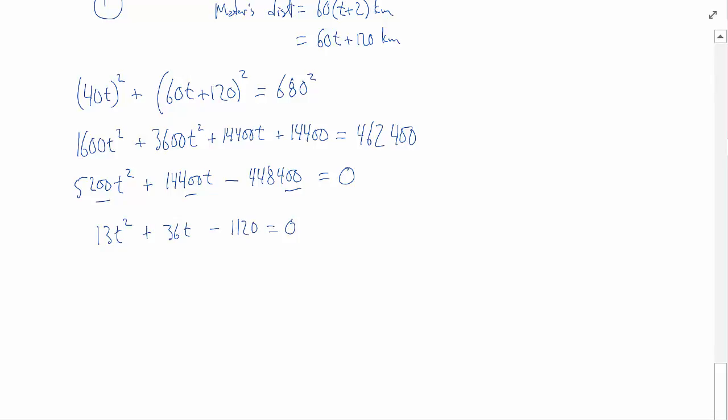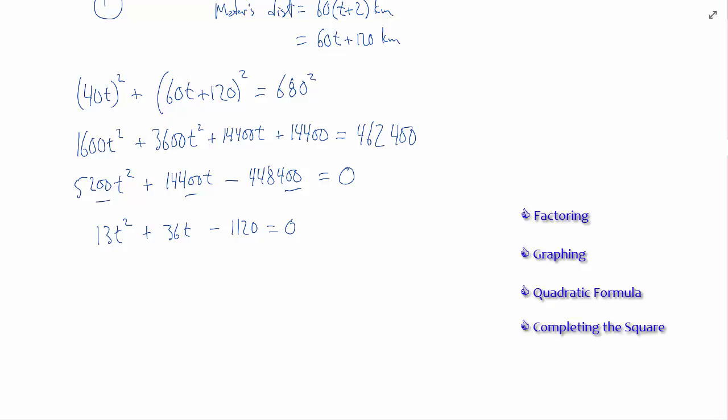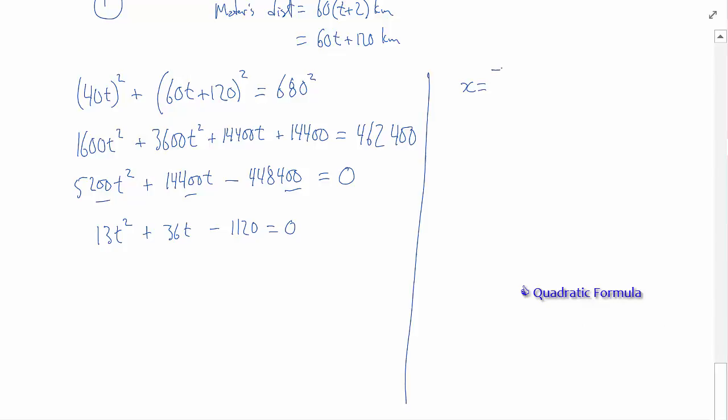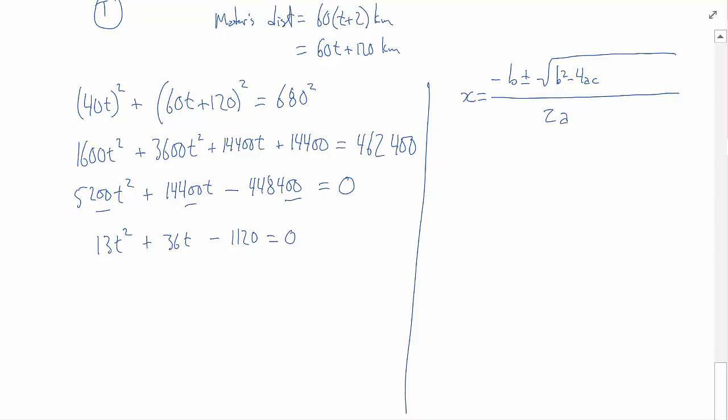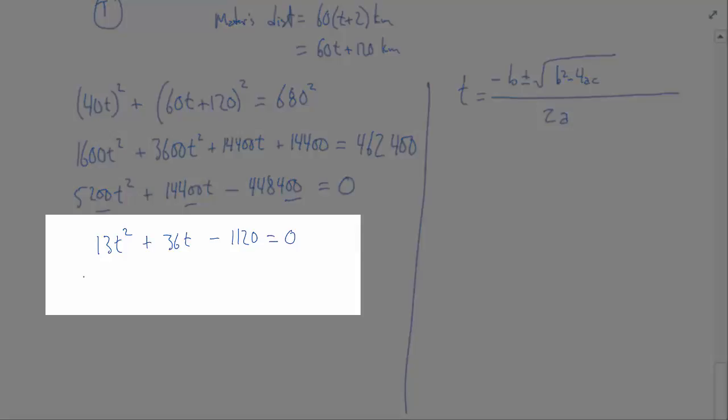Now I need to solve this quadratic equation. I could do this by factoring, graphing, quadratic formula, completing the square. I think I'm going to go ahead and do this by using the quadratic formula. x equals negative b plus or minus the square root of b squared minus 4ac, all over 2a. Of course, in this case, we're not actually dealing with x, we're dealing with t. So t equals negative b. What are my values? a equals 13, b equals 36, c equals negative 1,120. Substitute these in and calculate.